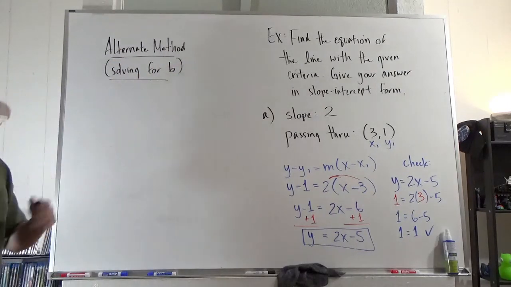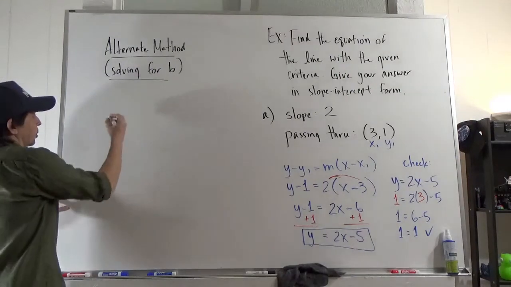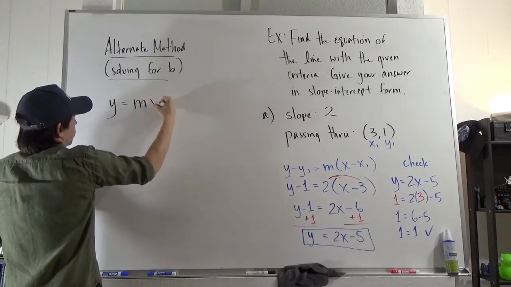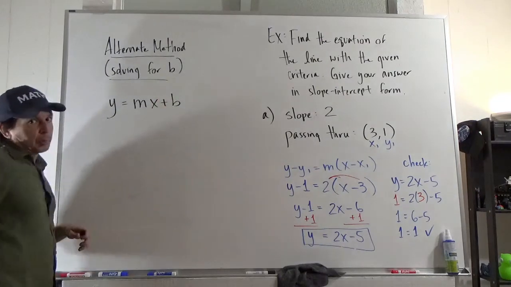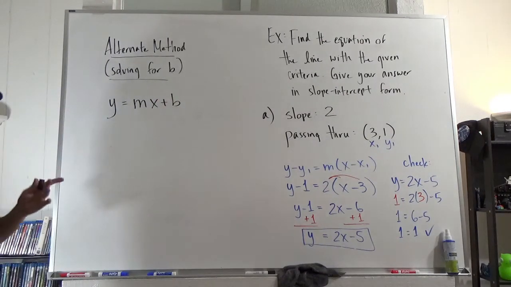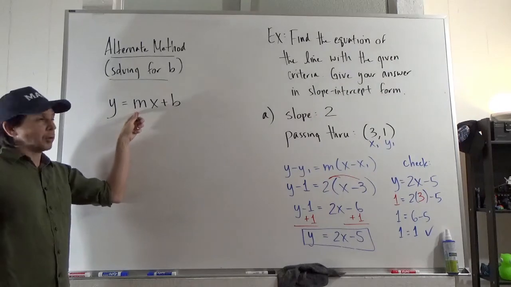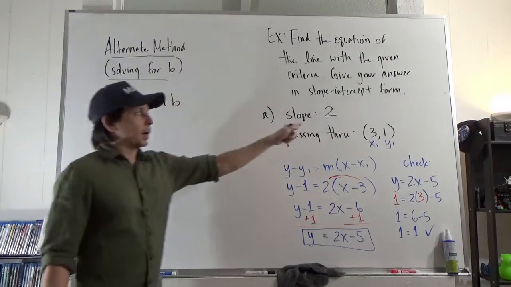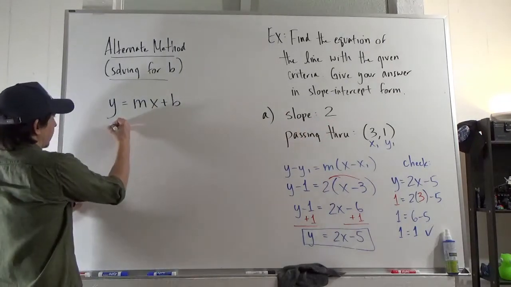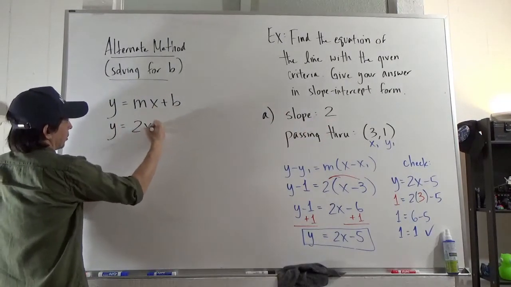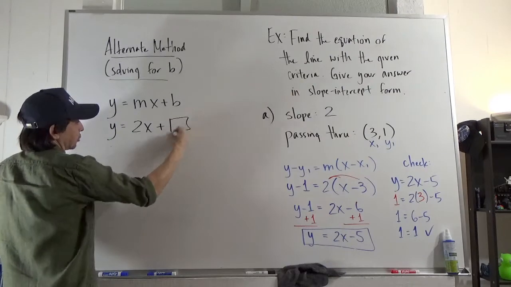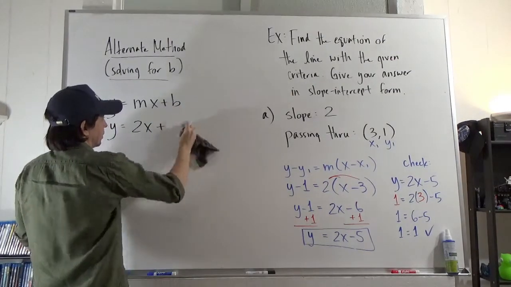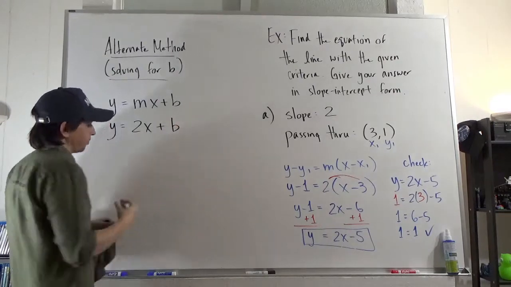I'm going to do the same problem though. Okay, so we're going to start off. We jump straight to slope-intercept form. And to get our answer, what we need to know is m and fill that in, and b and fill that in. The m we got right away. It's slope 2, so I can fill that in right away. But I don't know the b. That's a mystery as of now. And I'll leave it as b, an unknown b. But I got to find it to get this answer.